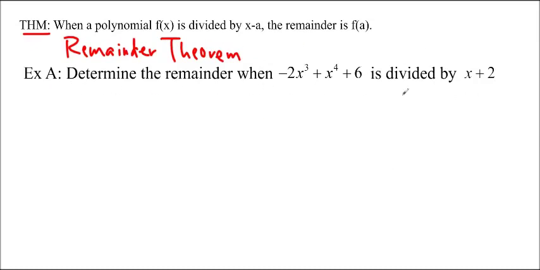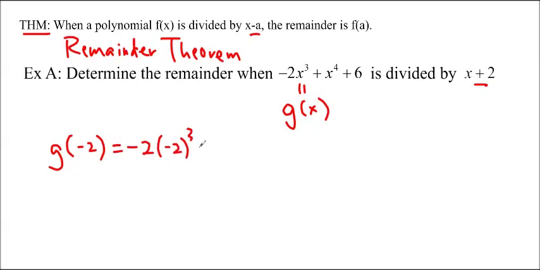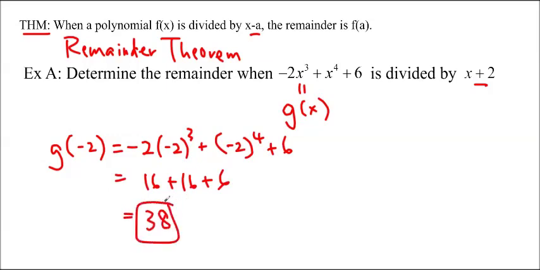So this is the exact same question: determine the remainder when I do this divided by this. And so first of all, I'm going to just let this be g of x, and then I'm going to find g of negative 2. So you have to change the sign here. See, it says x minus a, so change the sign. So g of negative 2 is negative 2 times negative 2 cubed plus negative 2 to the 4 plus 6. And if you do your algebra right, then you should get 16 plus 6, which is 38, which is the exact same answer we got using the long division, but much quicker.